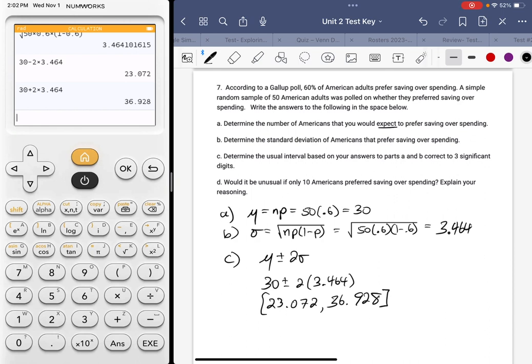And I said, would it be unusual if only 10 Americans preferred saving over spending? Yes. 10 is not in the usual interval. All right, and this is my usual interval here. So it doesn't fall in that interval, so it would not be considered usual, which would make it unusual.